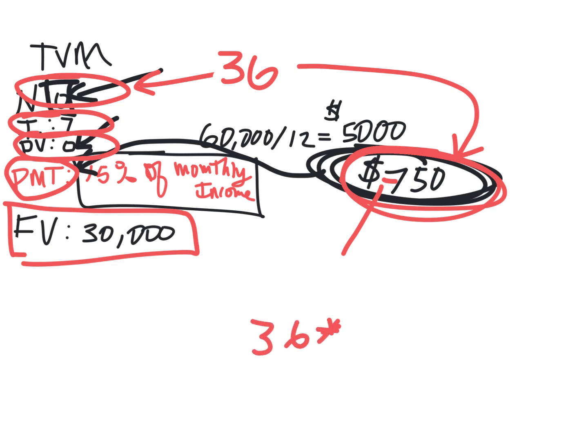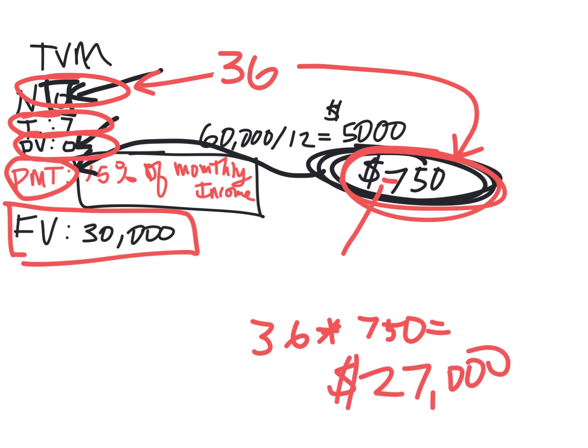36 times $750. What is 36 times 750? 36 times 750 is 27,000. Do you get that the person who saved up for the car only actually had to put in 27,000 and then it grew with interest and then they could pay the 30,000 all at once? That's a pretty big difference between 27,000 that you paid for the car and the other one was like, yeah, 38,000.